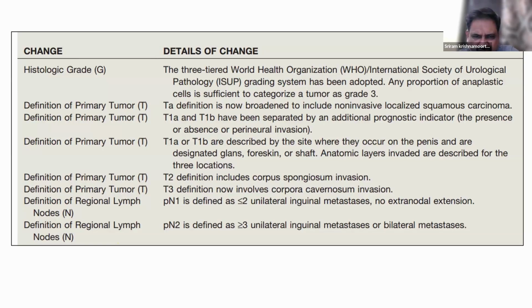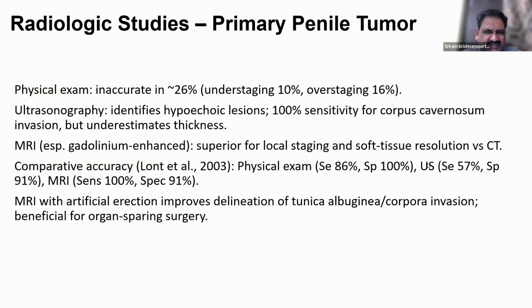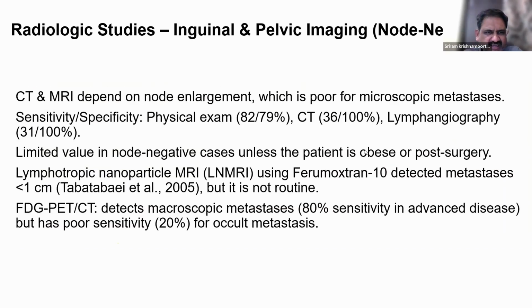N3, I said pelvic lymph nodes. PN1 is less than 2 unilateral, no extranodal extension. Or 3 or more than that unilateral, or if it is bilateral, it becomes an N2 disease. So all that differentiation, the latest TNM staging has made all these changes. I'm sure all of you would have read your Campbell latest edition, which will give all these things.